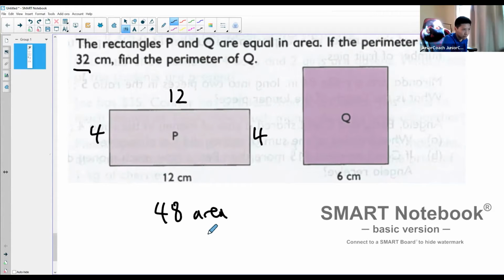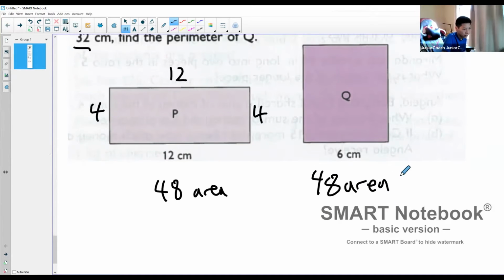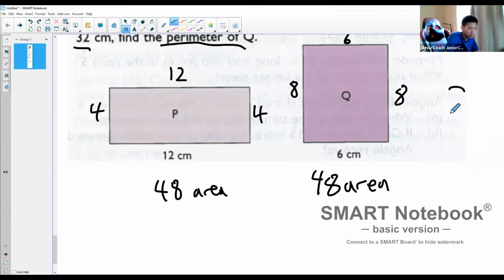If we know the area is 48, and we also know that they're equal in area, we also know the second rectangle also has an area of 48. Now, if we know this rectangle has an area of 48, and we also know it has a 6 centimeter base, we can figure out that the side is 8. And then from here, since it's a rectangle, the tops and sides are the same. And then we're looking for the perimeter of Q. So we just add this all together and we get 28.